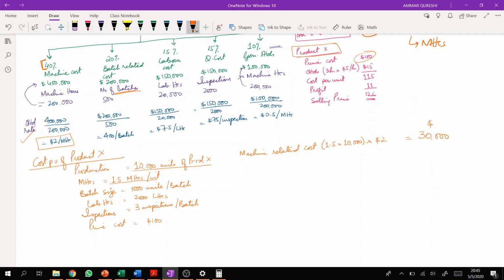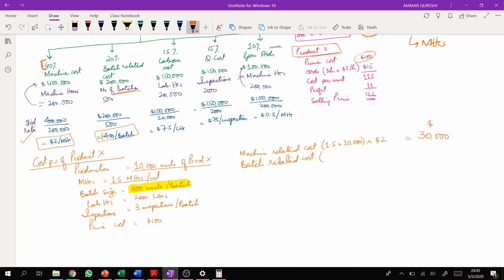Now the second one is batch related cost. Batch related cost is dependent upon the number of batches, and it's around $400 per batch, right? So if you are manufacturing one batch, there will be around $400 cost associated with that batch. Now how many batches are we manufacturing? See, batch size is 1000 units per batch, which means that in one batch the company is manufacturing 1000 units.